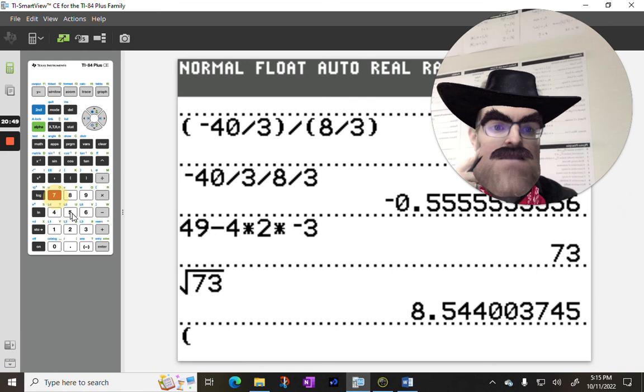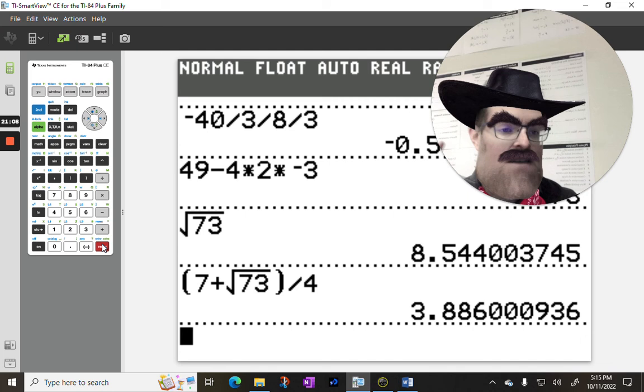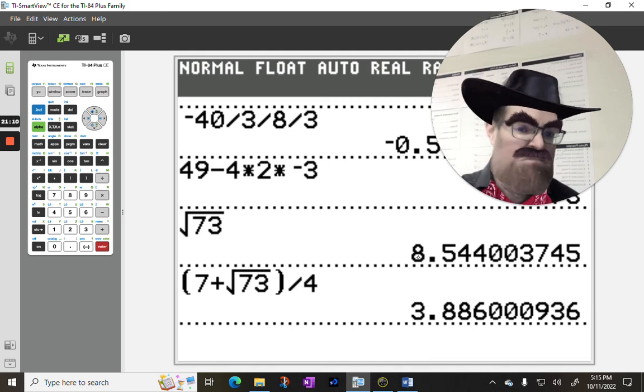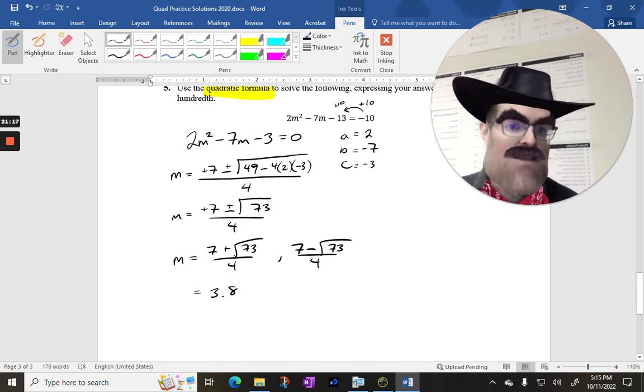So 7 plus the root of 73. That did not work at all. 73, bracket, get on the bracket, there we go. Divide by 4. I think that's right. We hit enter. So 3.89. Okay, let's put that down. 3.89. It says nearest hundredth. That means 2 decimal places.